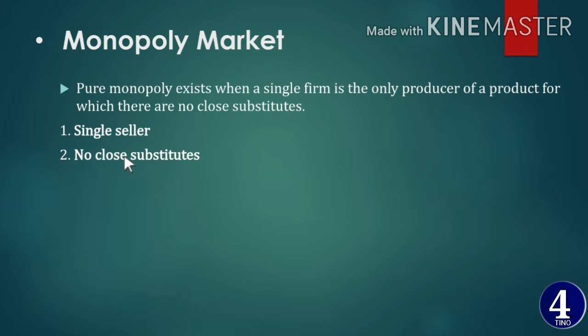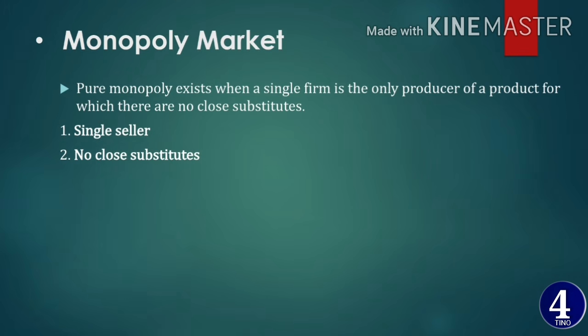If you compare it with a perfectly competitive market, in perfect competition everybody is selling the same product, which means that you can find that product from all sellers, right? But in this case, we have only one seller selling a unique product. You have to underline this word, unique. The product that this seller is providing has no close substitutes.